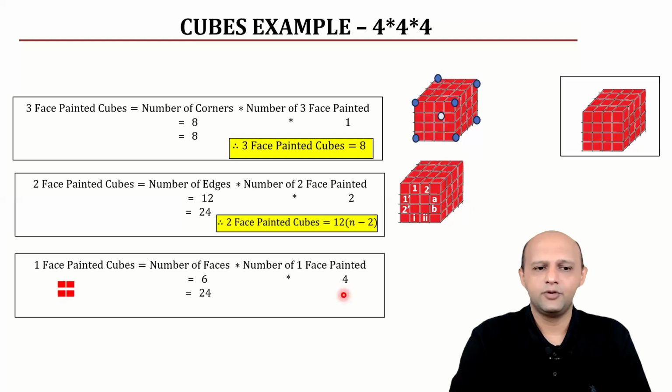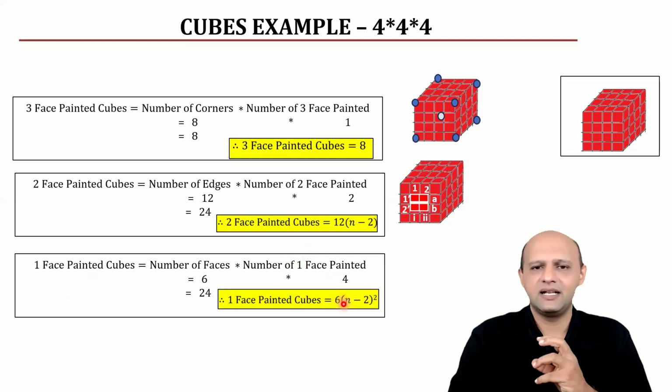So where does this fit in? Let us observe. It fits in absolutely perfectly right at the center. So this becomes the place where you will have cubes having one face painted. What's the generalized representation? 6 times (n minus 2) squared.